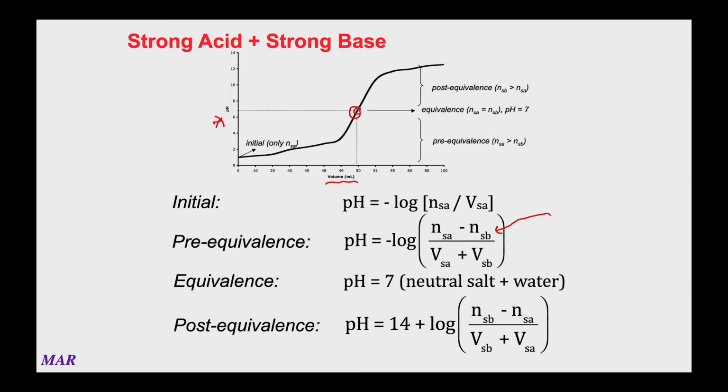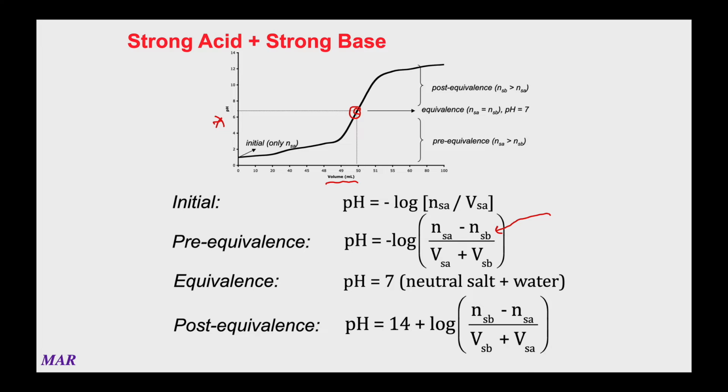Strong base plus strong acid would start basic and go acidic, so it would also have an equivalence point of 7, but be an opposite S-curve. We'll see that in a little bit. Post-equivalence means now that you have more of what you're adding than what you started with. So that means for us here, more base relative to acid.